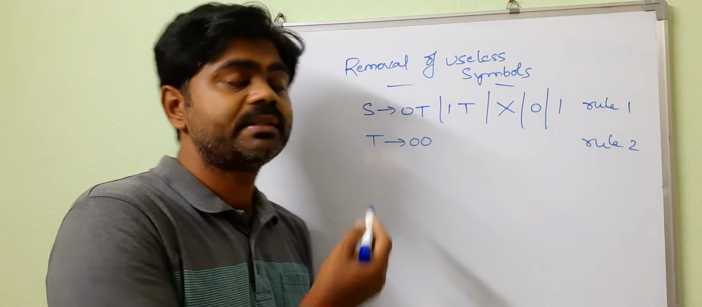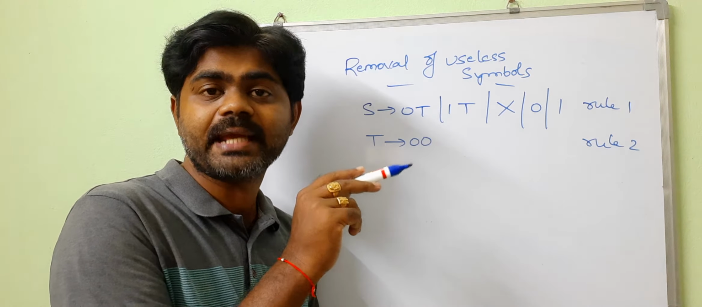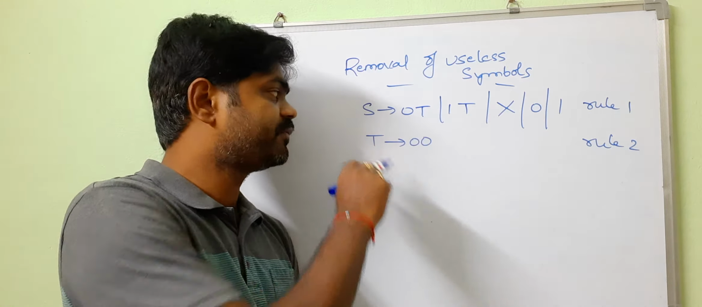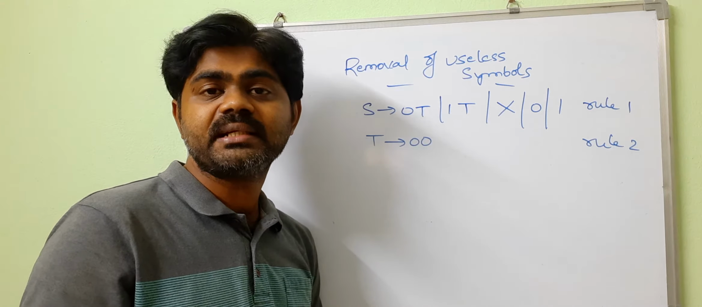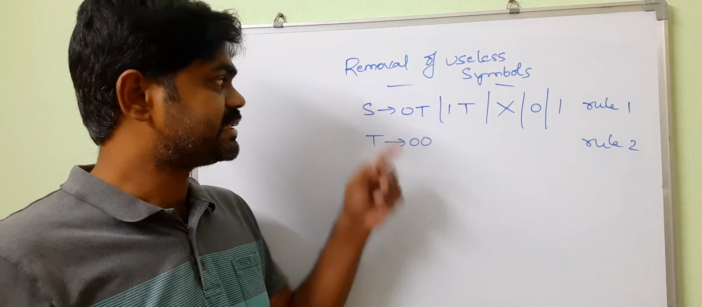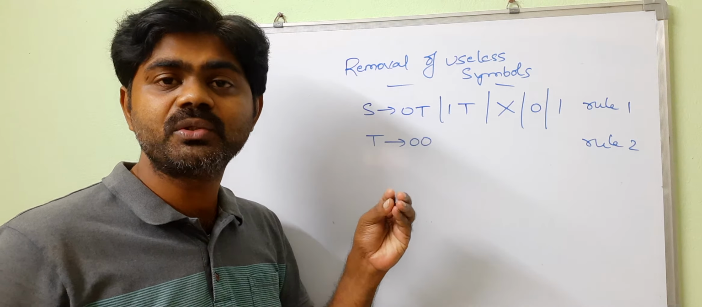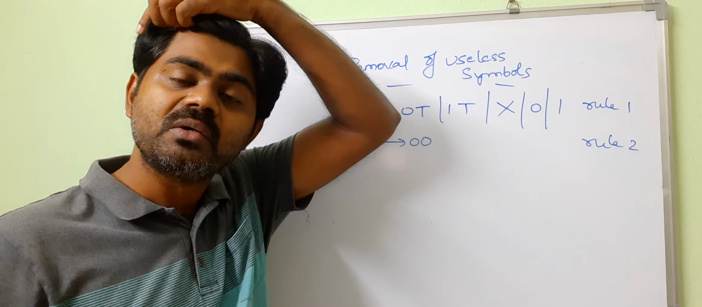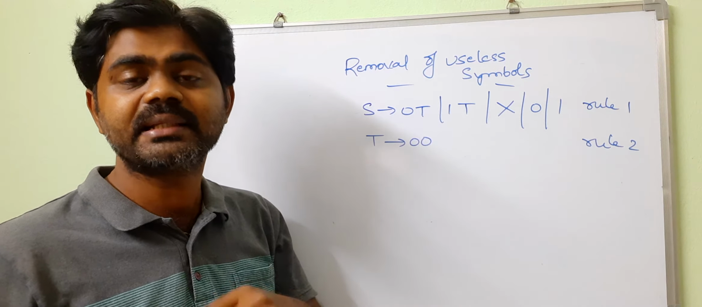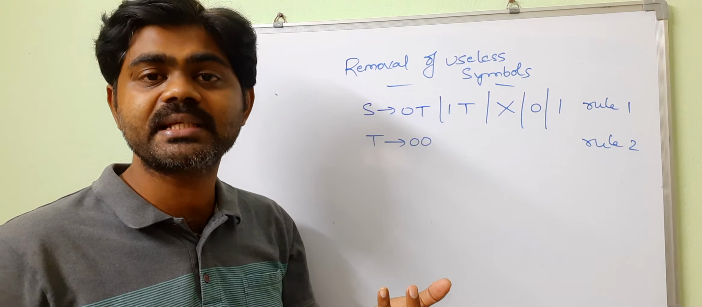So let's take an example here. We have S tends to 0 capital T, or 1 capital T, or x, or 0 or 1. That is rule 1. And we have T tends to 0 0. So what is a useful symbol and what is a useless symbol? If we substitute a value for a non-terminal and get a production with all terminals on the right hand side, then that is said to be a useful symbol. If we are unable to substitute, then that is said to be a useless symbol.